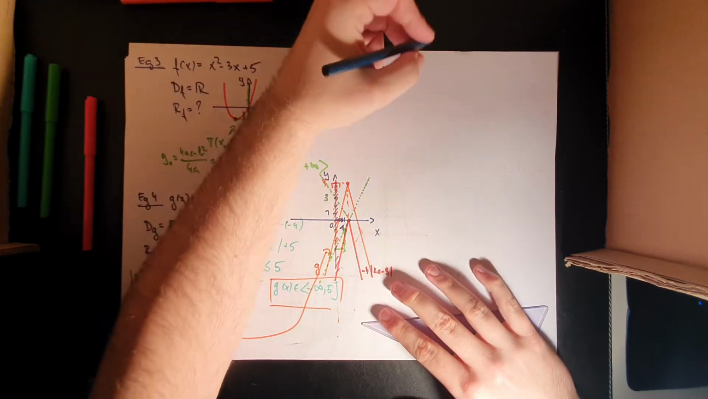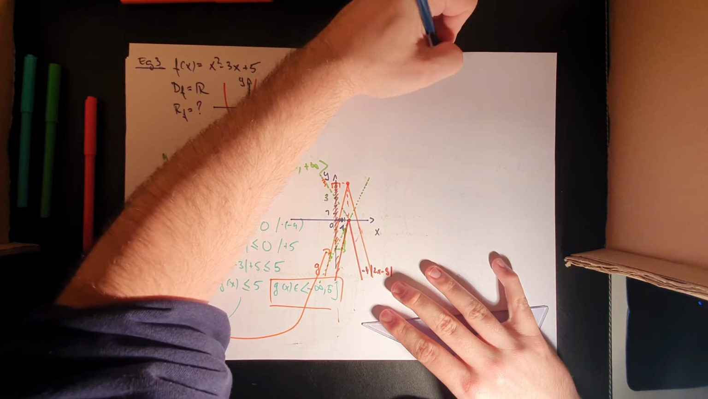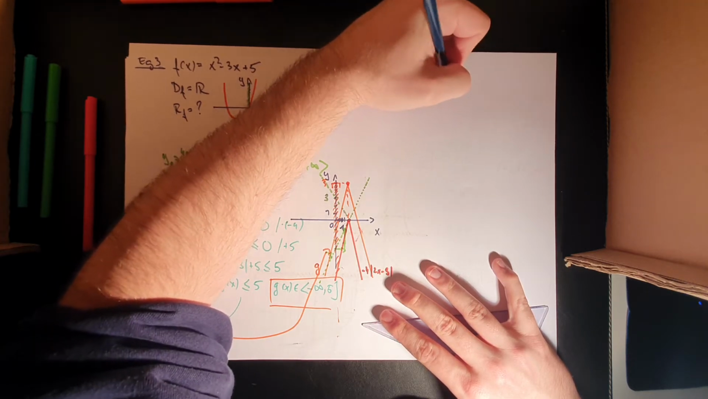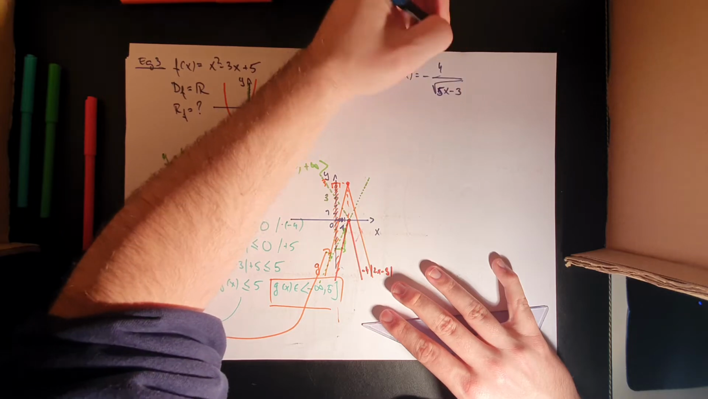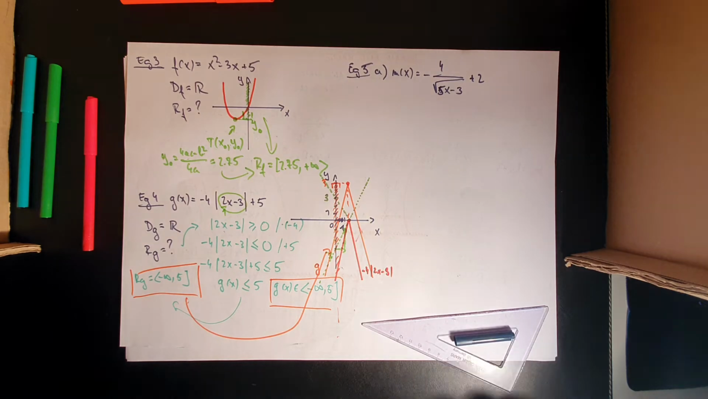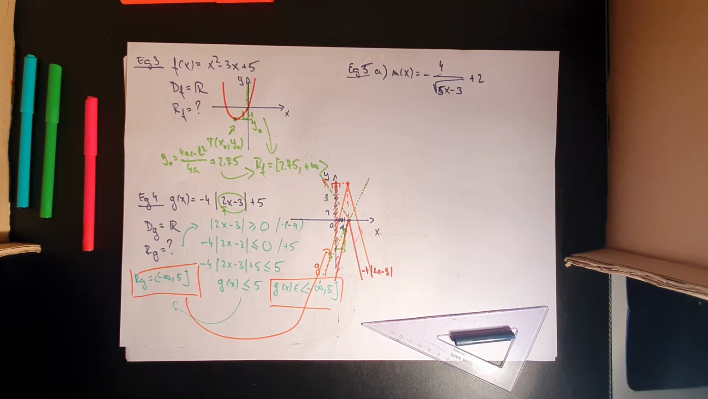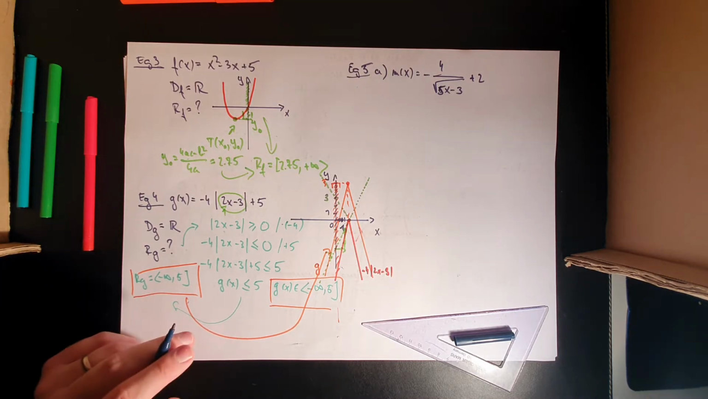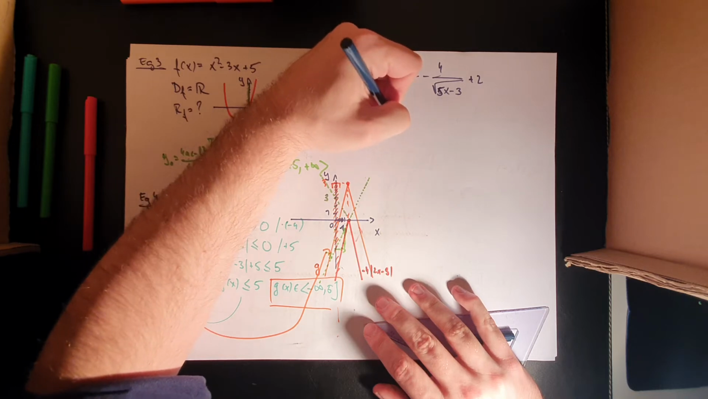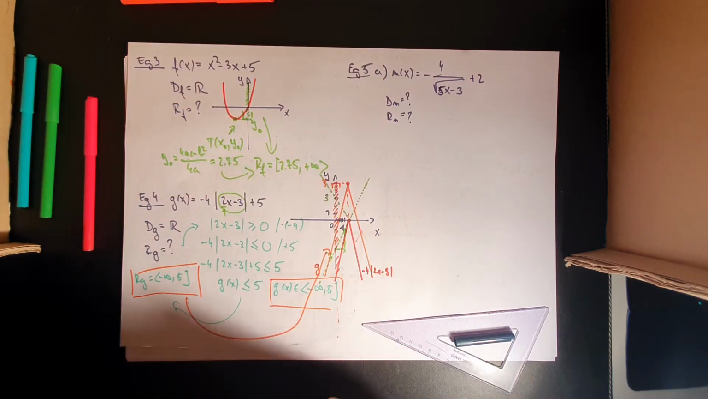Look at this. M of x is equal to minus 4 over square root of 5x minus 3, plus 2. Why is this a combination? This is a combination of reciprocal and irrational function. Now we also have to determine domain and range of this function. This is what we're asked to find.